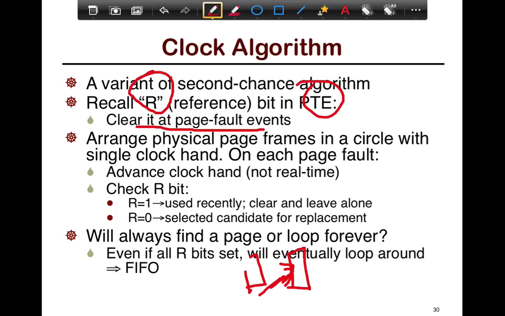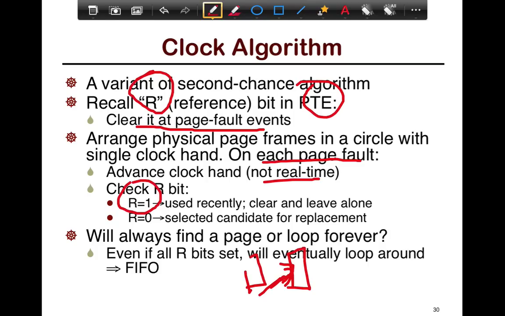On each page fault, we advance the clock hand, okay? Not in real time, but on each page fault. Page faults occur over time. So if you have a system with no page faults, then the clock will not be advanced at all. But if you have a system with a lot of page faults, then the clock is advanced more frequently. When the clock hand is advanced, we also check the reference bit.